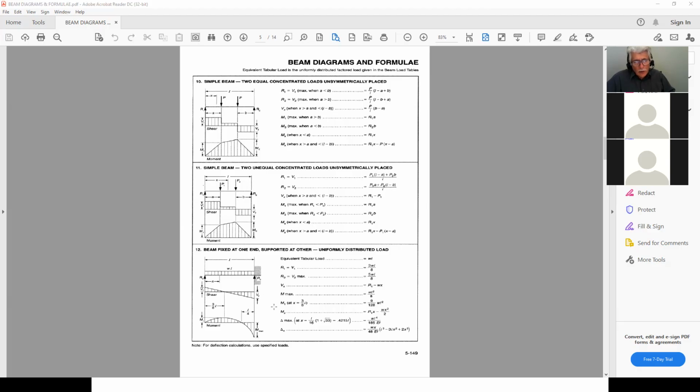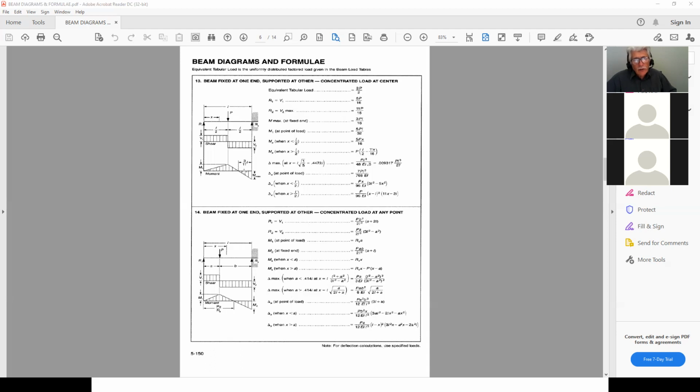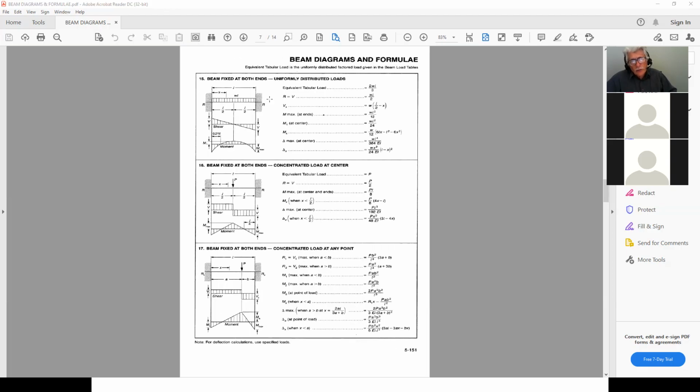Okay, now if I happen to have a fixed beam here, this is fixed, but it happens to be supported on one end, I can use all these equations here. So that could be another typical situation you can have, and so on. So now I have a concentrated load in the middle, I have a concentrated load anywhere acting along the beam. I can use all these equations here to do my analysis, to do whatever I need to do. And of course, this is fixed.